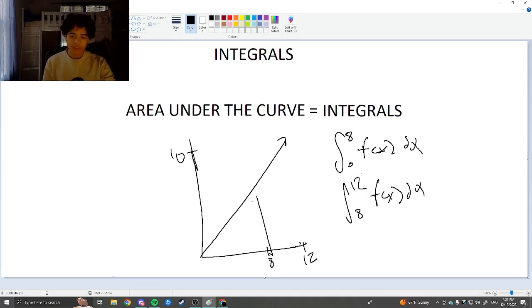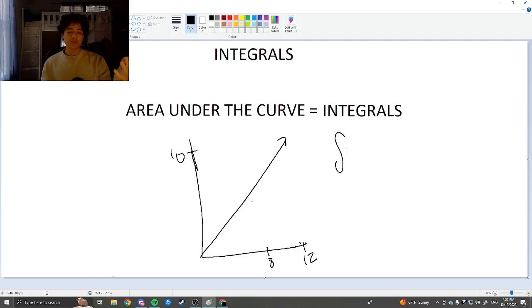So anytime you have any situation like this where it's like 0 to 8 and then 8 to 12, or 0 to some number, or in calculus terms, if you add a to b and then b to c, this is the same thing as just the integral from a to c, right? It's the same thing as from the very first point to the very last point if they're all together.